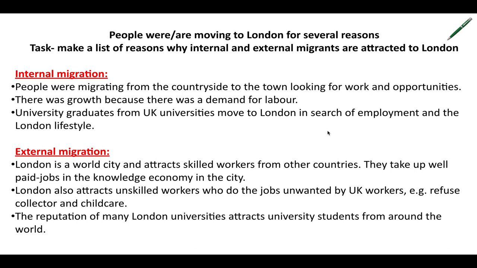And of course, why might you come to London if you were a university student? Well, London universities attract lots and lots of people from around the world.